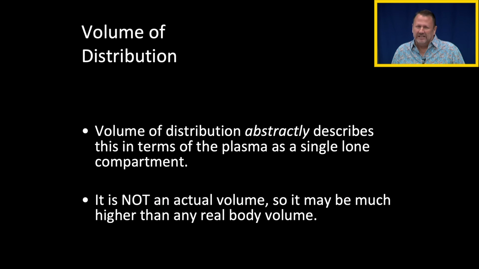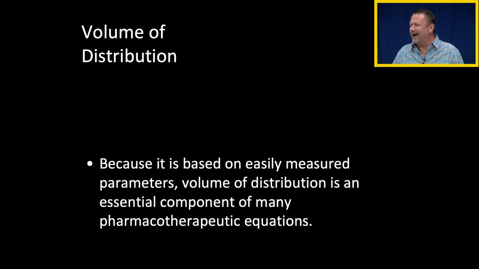So it abstractly tells us in terms of the plasma as a single lone compartment. If I put 50 milligrams into the plasma and I end up with a concentration of 0.1, then that's the equivalent of the plasma compartment abstractly being 500 liters. And so it's not an actual volume at all. However, this is why we use it, and this is why it's so important.